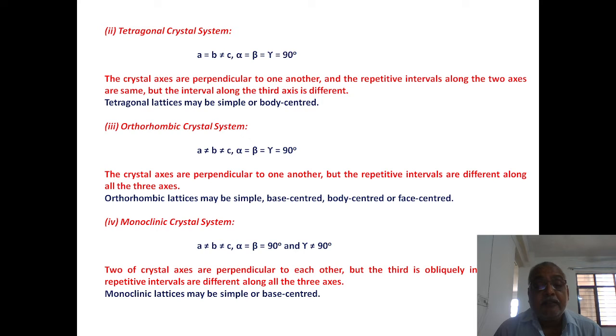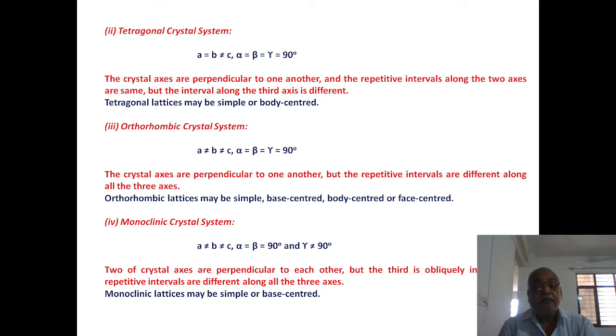ऑर्थोरोम्बिक क्रिस्टल सिस्टम में a is not equal to b is not equal to c, alpha = beta = gamma = 90 degree. The crystal axes are perpendicular to one another, but the repetitive intervals are different along all the 3 axes. ऑर्थोरोम्बिक लेटिस का जो बेसिक है, कहाँ पाया जा सकता है? सिंपल, बेस सेंटर्ड, बॉडी सेंटर्ड एंड फेस सेंटर्ड.